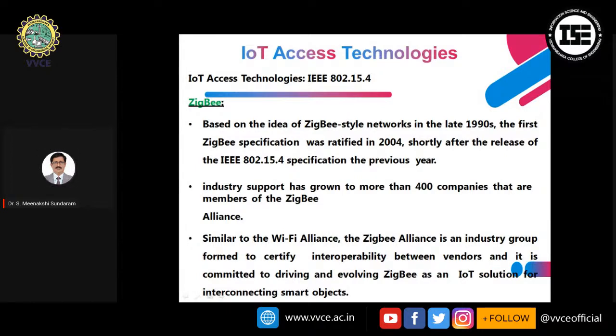802.15.4 is ZigBee. This is based on the idea of ZigBee style networks in the early 1990s. The first ZigBee specification was ratified in 2004. Later on, with the release of IEEE 802.15.4 in the previous 2003, industry support has grown to more than 400 companies that are members of the ZigBee Alliance.